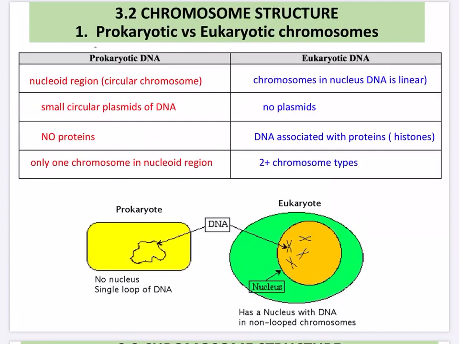Prokaryotic DNA does not have proteins associated with it, whereas eukaryotic DNA is wrapped around those histone proteins we've talked about previously. And in prokaryotes, there's only one chromosome in the nucleoid region, whereas in eukaryotic DNA, there are two or more chromosomes. Okay, so you see the two different eukaryotic and prokaryotic pictures there.